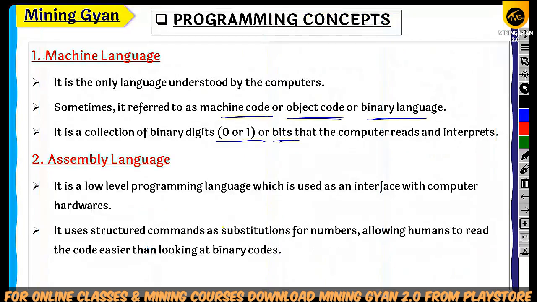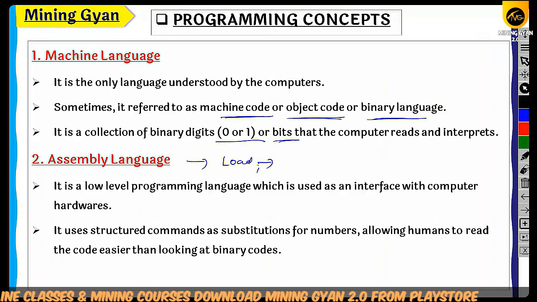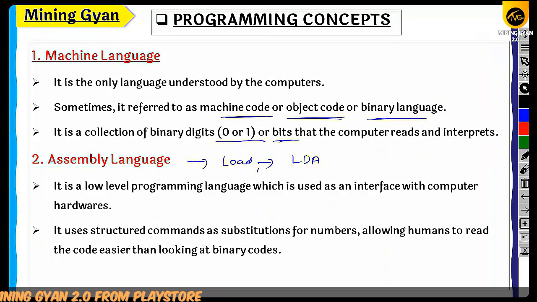So one thing more. Suppose the assembly language is used for loading. If you want to give the instruction of loading to the CPU, then you have to use some kind of set of instructions or code, like LDA, which is a code based on the assembly language. This is easier to understand because machine languages use only 0 and 1.